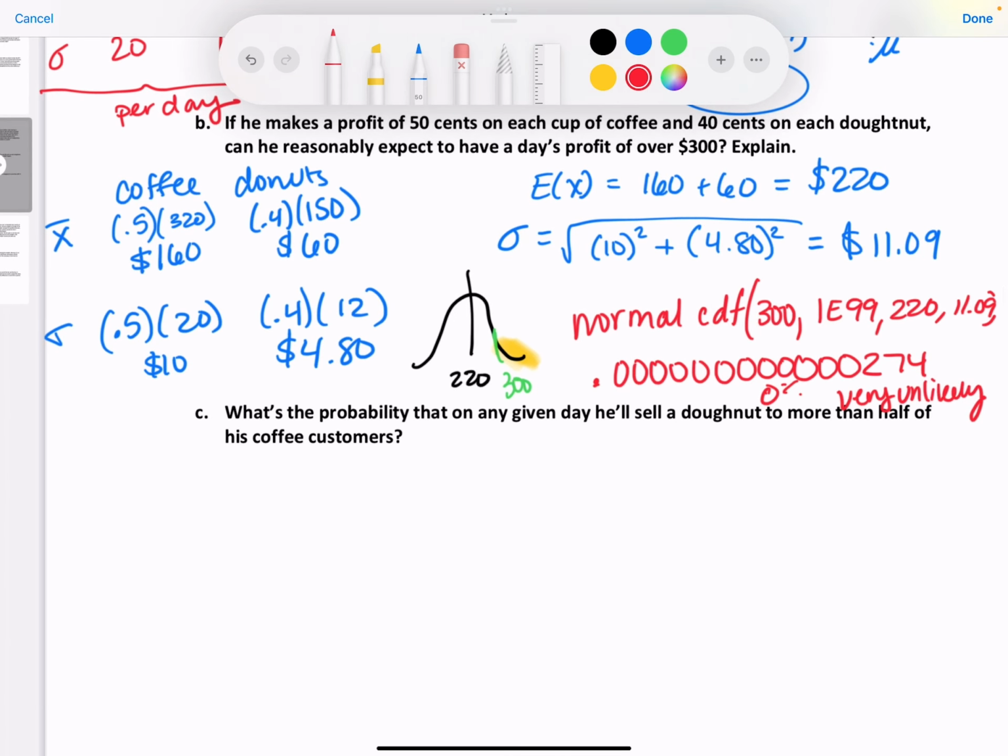All right, so then the last part: what's the probability that on any given day he'll sell a donut to more than half of his coffee customers? So the mean would be 150, because that's how many donuts he normally sells, minus half of 320, which is negative 10.